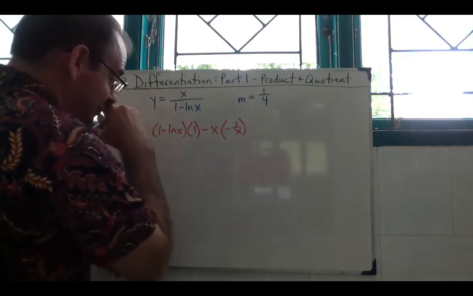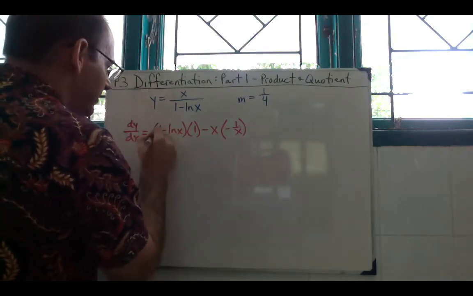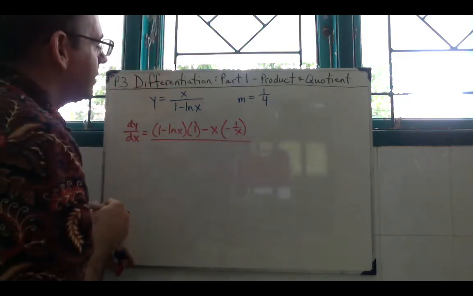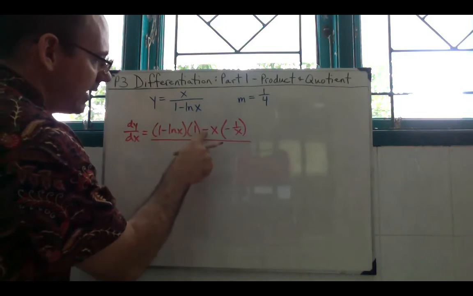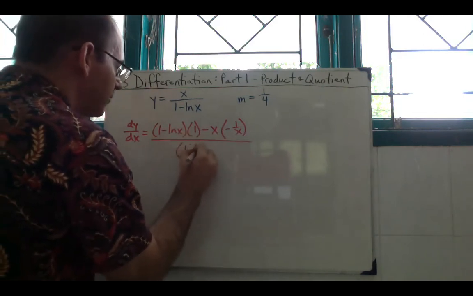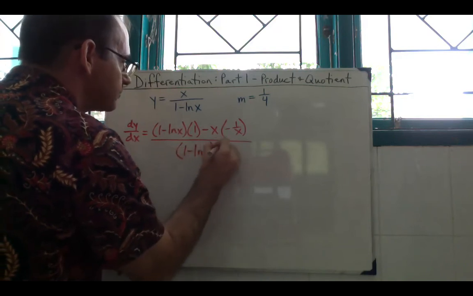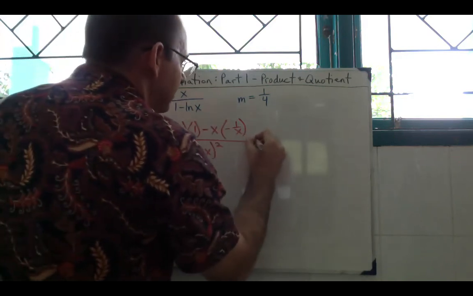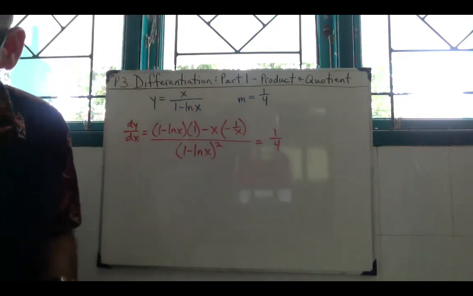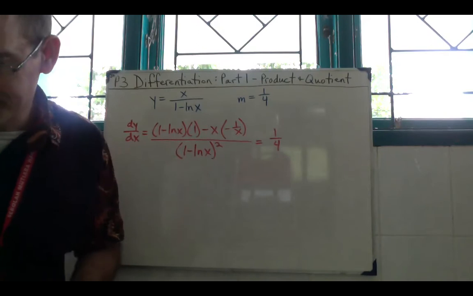And we have now 1, so low d high minus high d low over the square of what's below. And this is equal to 1/4. Our slope is equal to 1/4.